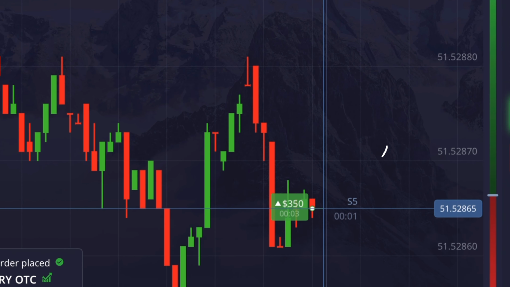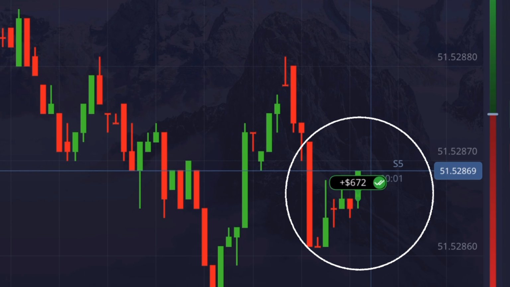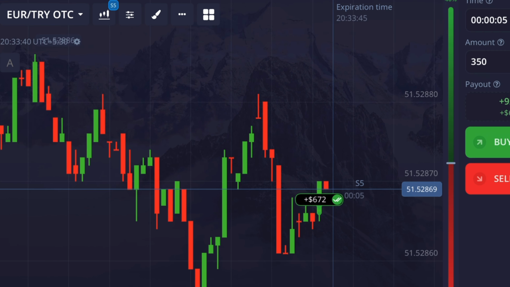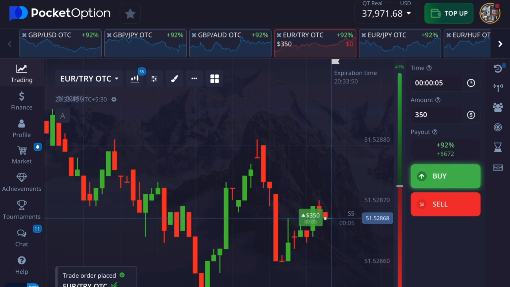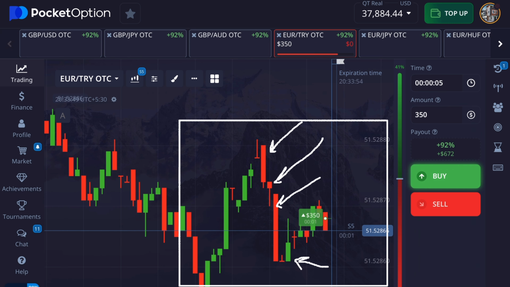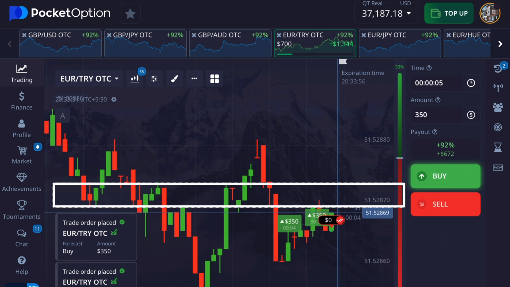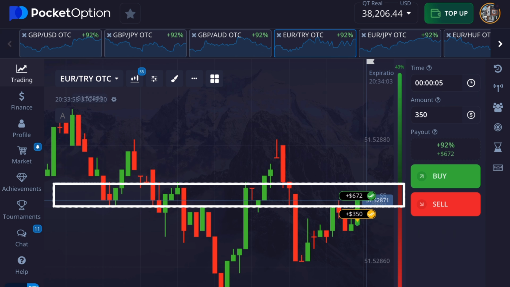So here I have placed the entry at the low point of the red candle, and it is great that the first entry has won here. The 5-second strategy requires early entry and also requires looking at the candle movement as well as historical data from the past few periods. There is a small resistance level here, so there are chances of a reversal from here, so I will have to place my entry keeping this in mind.